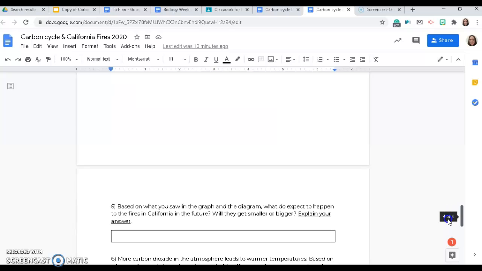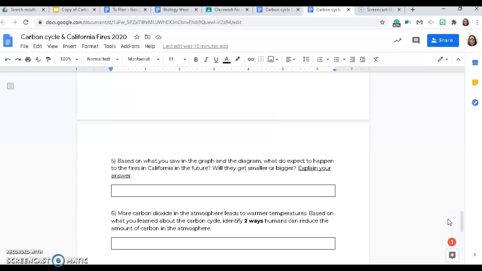And then you're going to use those two images and the model of the carbon cycle from the first page and explain what do you expect to happen to the fires in California in the future? Do you think they'll get bigger or smaller? And you need to explain your answer using evidence from the graph and the two diagrams.